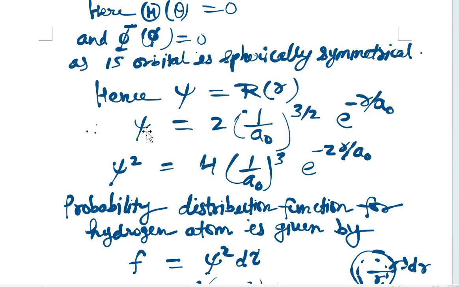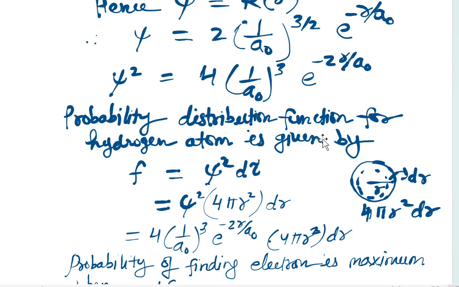Now we are squaring this equation, both left hand side and right hand side. So psi square is equal to 4 into (1/a0)^3. We are squaring this, so 2 becomes 4, a0 power becomes 3, e to the power becomes minus 2r divided by a0.